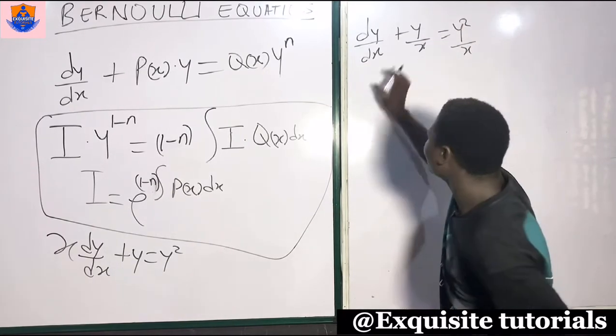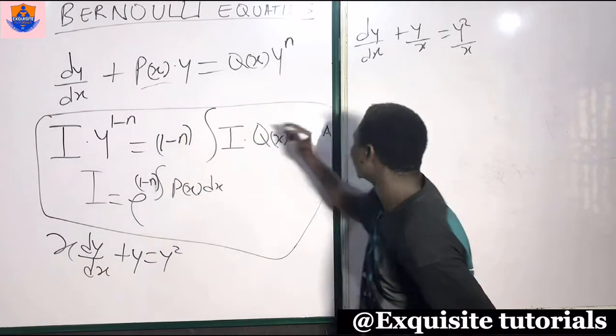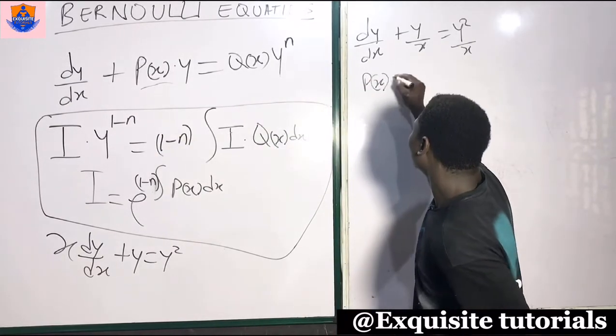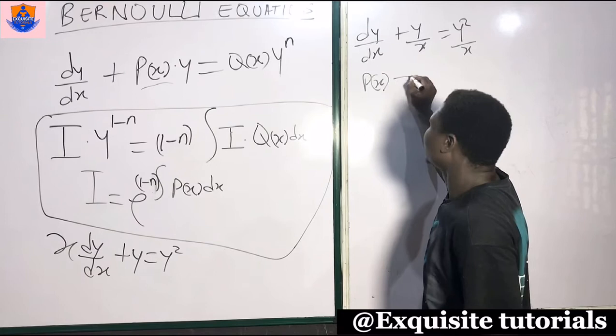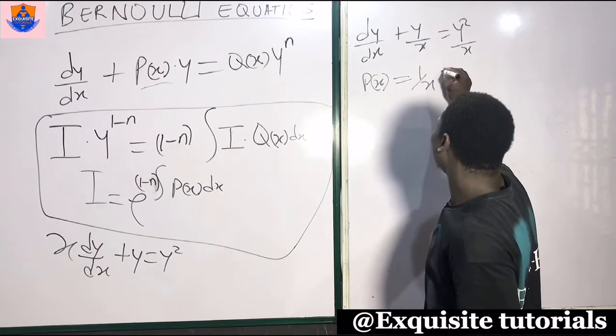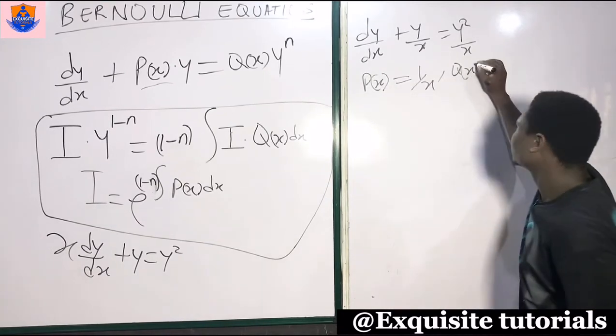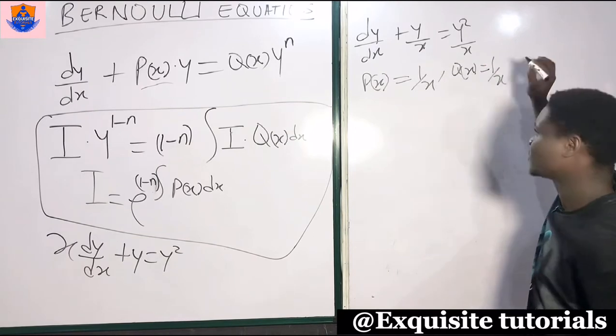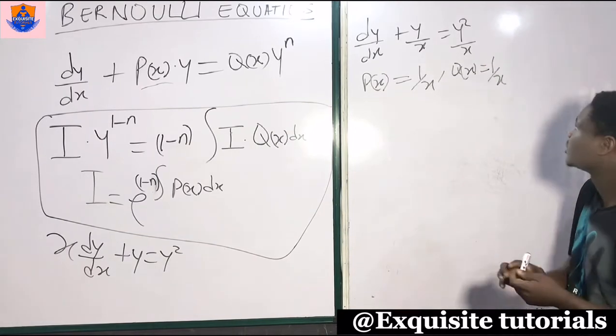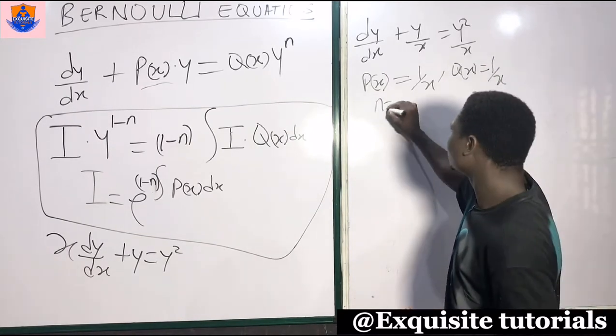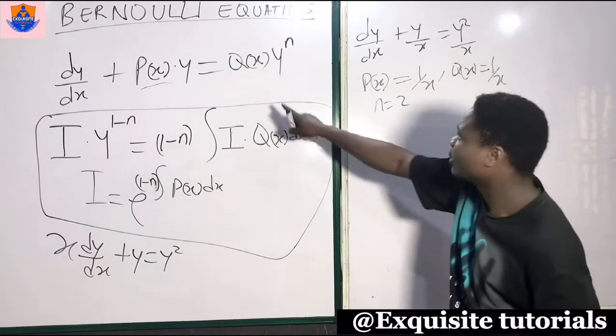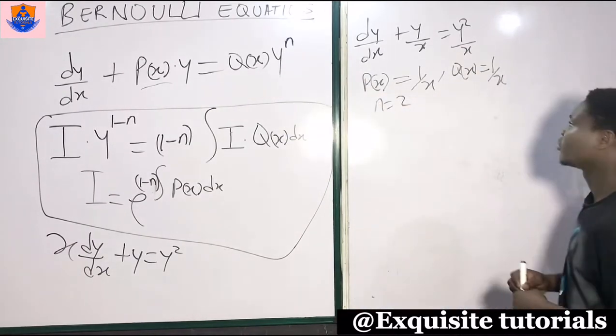Now, when you compare this and this, you find out that your p of x is 1 over x, and your q of x is 1 over x, and your n is 2. Don't forget y squared, y raised to power n. So we have gotten what we need.